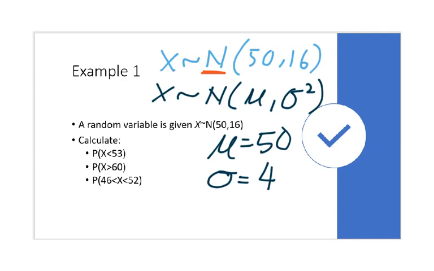Okay, so the first question: calculate P(X less than 53). In this case, let's say X is about the weight. So the first question is to calculate the probability that the weight is less than 53 kilograms. So what we want to find is P(X less than 53).